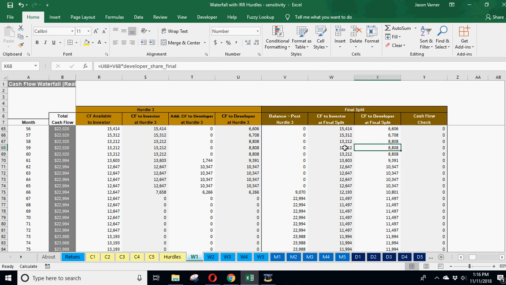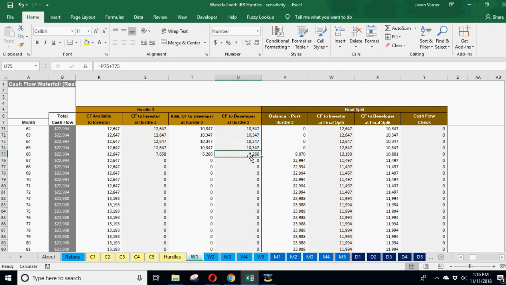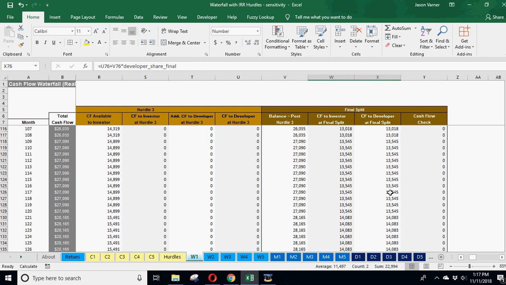be for that month. Now you can see in month 66, we've actually met the final threshold. So now anything after that is split evenly. You can see 11,497, 11,497 for both. And all this is completely dynamic based on your assumptions. So now you're splitting everything evenly.